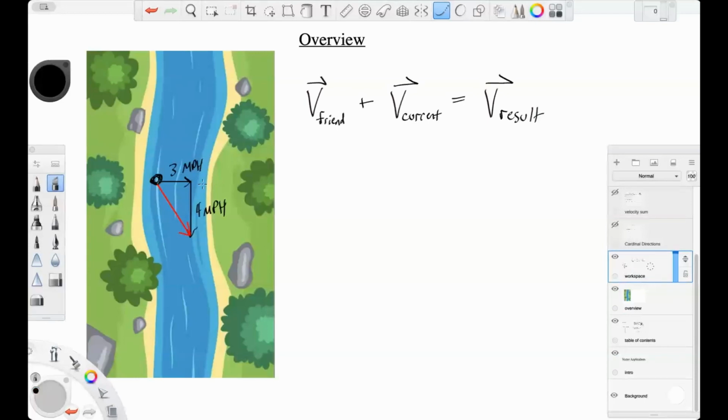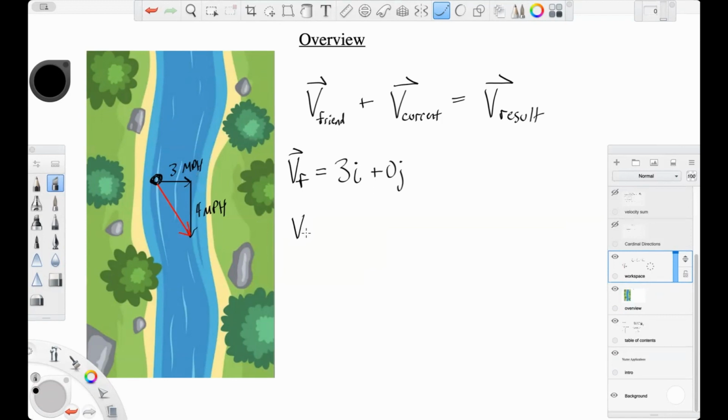So in order to figure out where your friend is actually traveling, how fast your friend is traveling, and in what direction, we would say, all right, let's first break down your friend's velocity vector into its I and J components. So your VF, V friend, is going to be equal to, since your friend is paddling 3 in the positive I direction, 3I. And then your friend is not paddling up or downstream, so that's going to be a 0J.